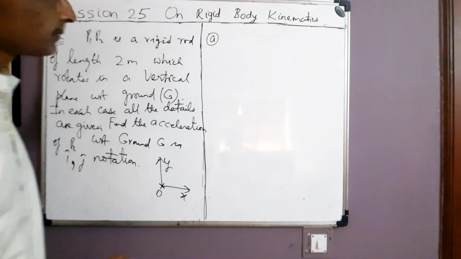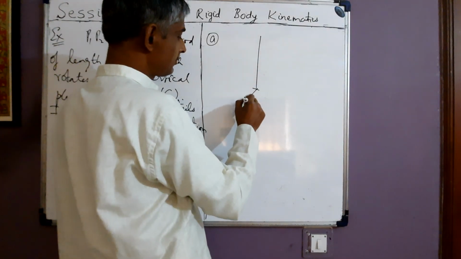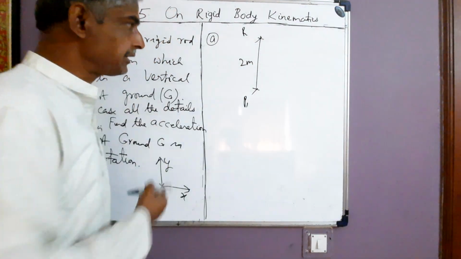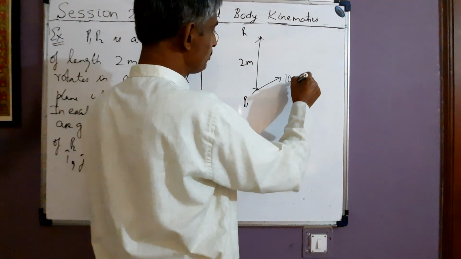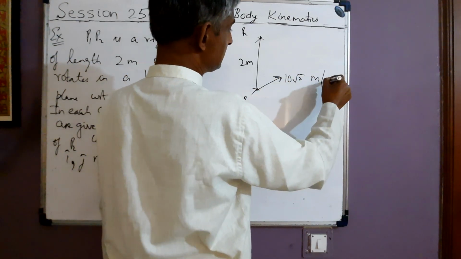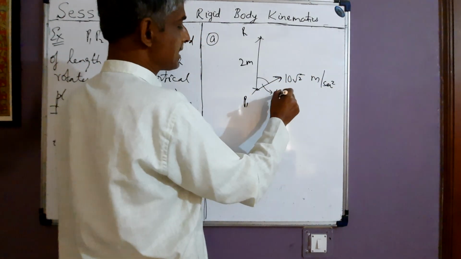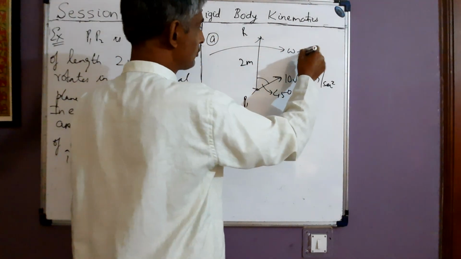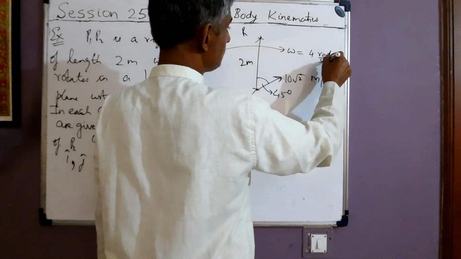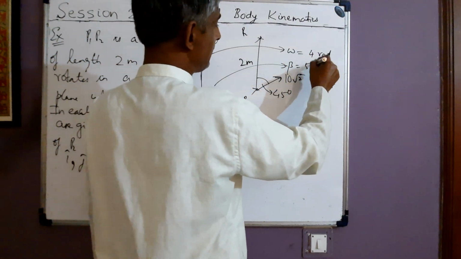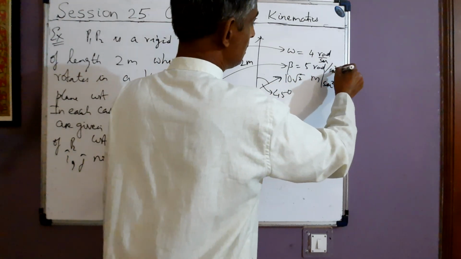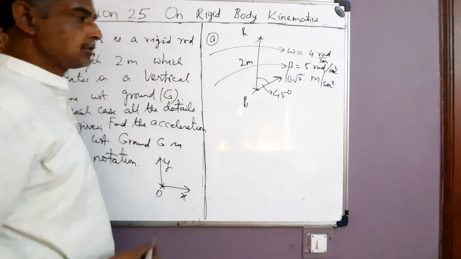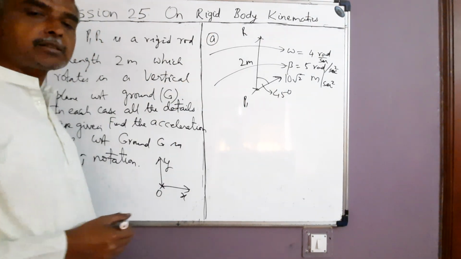Okay. Fine. So part A. Part A is this. This is P1. This is P2. Length of the rod is given to be 2 meters. Acceleration of P1 is given to be 10 root 2 meter per second square with respect to ground. Angle which this acceleration makes with the rod is 45 degree. Angular speed omega of rod is 4 radian per second, and beta is also given to be 5 radian per second square. Both are with respect to ground. Coordinate system is as specified here. Now you have to find a P2G, acceleration of P2 with respect to ground at the given instant. That we have to determine.